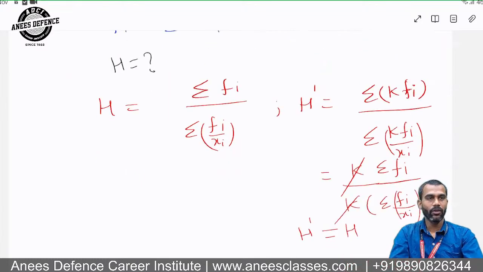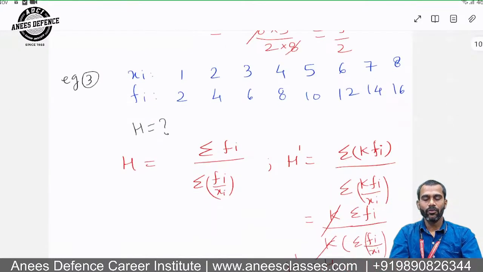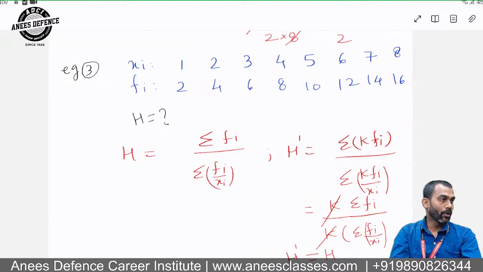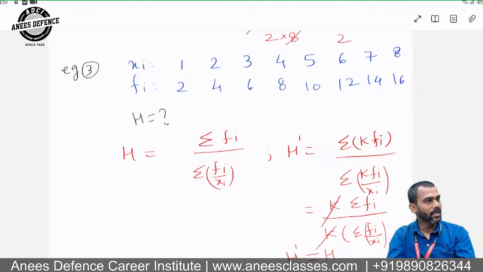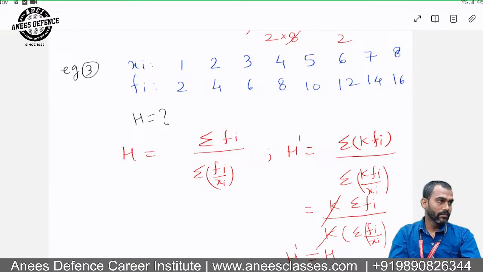You don't have to solve this one. Yes or no? So this is the property now. What is the property? If you multiply any data, that comes under change of scale. We'll cover later on. If you multiply each and every observation by k, that is nothing but change of scale. But if you multiply each and every frequency by k, HM won't change. That is the property you need to remember. Yes or no? Just write it down. So h dash is equal to h only.